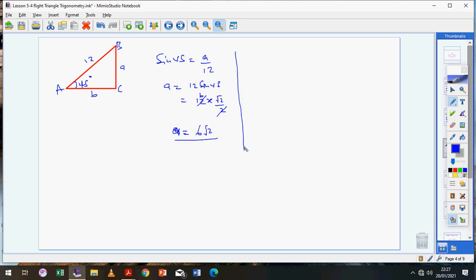I can do the same thing to get B, because I know that the cosine of A will be equal to B divided by the hypotenuse, which is 12. The cosine of 45 is equal to B over 12. So that means that B alone is 12 cosine 45. And again, you guys remember that the cosine of 45 is root 2 divided by 2. Do the simplifying, and then you'll find that it's the same thing, 6 square root of 2. So just pick which one is easier for you and then use that.